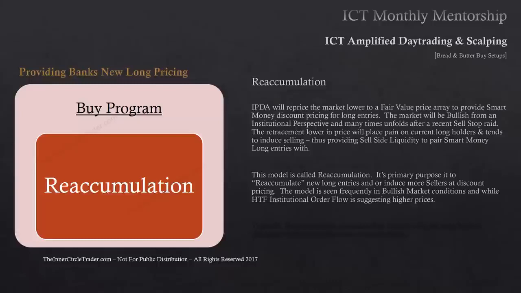This model is called reaccumulation. Its primary purpose is to reaccumulate new long entries and or induce more sellers at discount pricing. The model is seen frequently in bullish market conditions, and while higher time frame institutional order flow is suggesting higher prices. Typically, reaccumulation models unfold quickly, and you must learn to anticipate them at key discount arrays intraday.